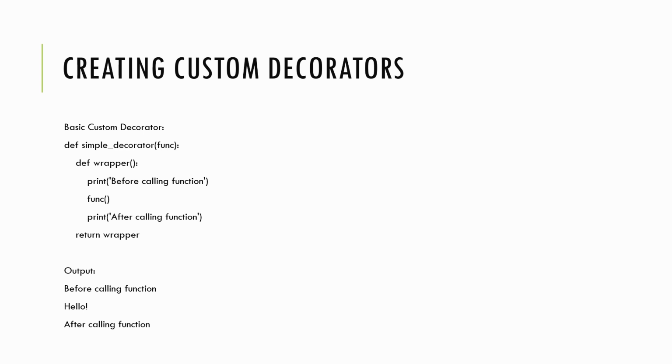Next, let's see how to create custom decorators. Here's a basic example. The simple_decorator function takes another function as input and wraps it with additional behavior. Before calling the original function, it prints a message, and after the function executes, it prints another message. The output of this decorator is "before calling function" followed by the function's output and then "after calling function". This is the power of decorators. You can add custom behavior around any function.